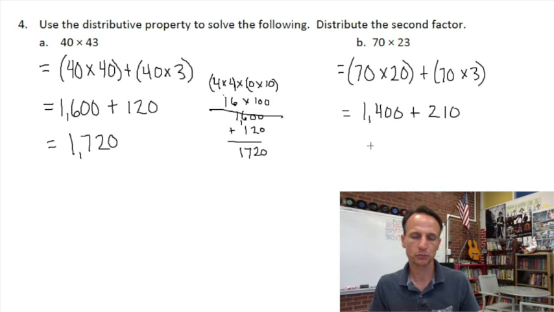All right, and you probably add these in your head. Can you? Well, yeah, the only thing that really needs to be added is in the hundreds place there, right? So 1,000, 400, and 200 is 1,600, and 10 more is 1,610.